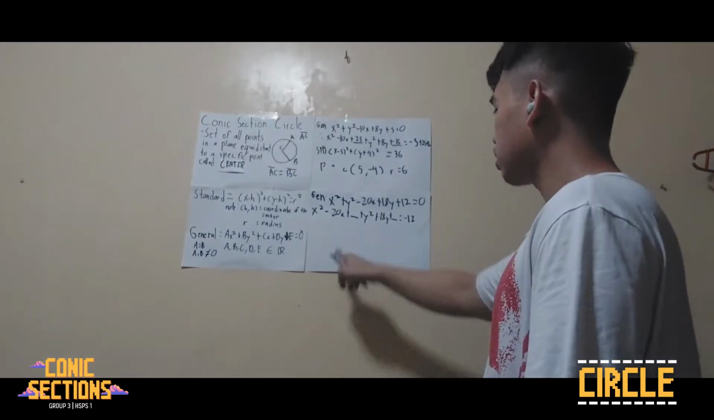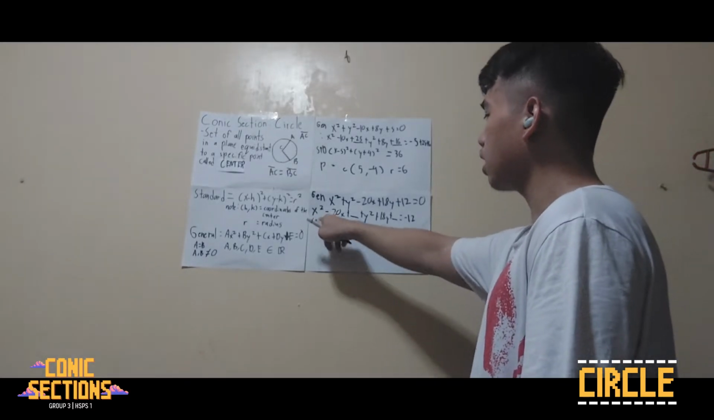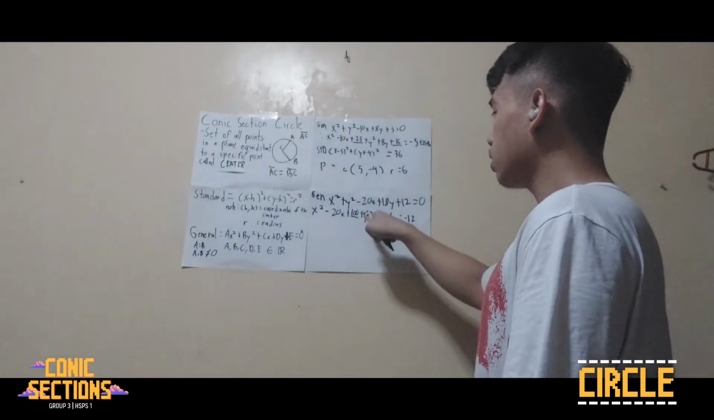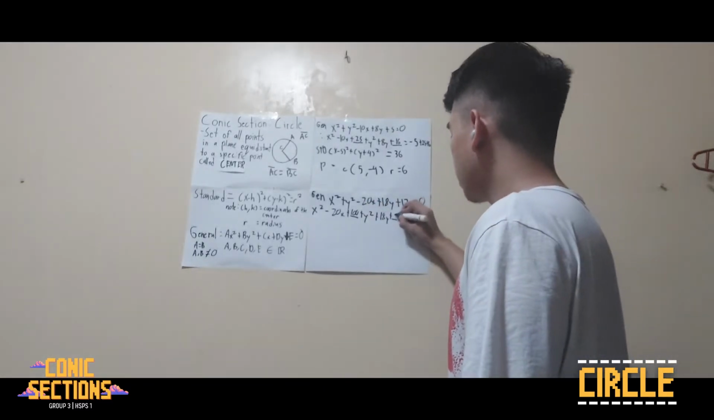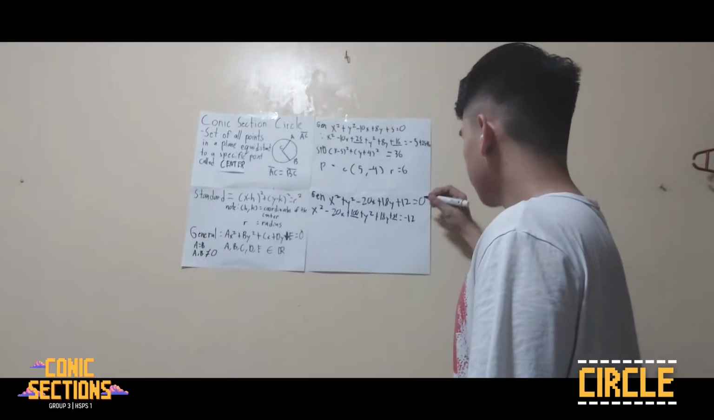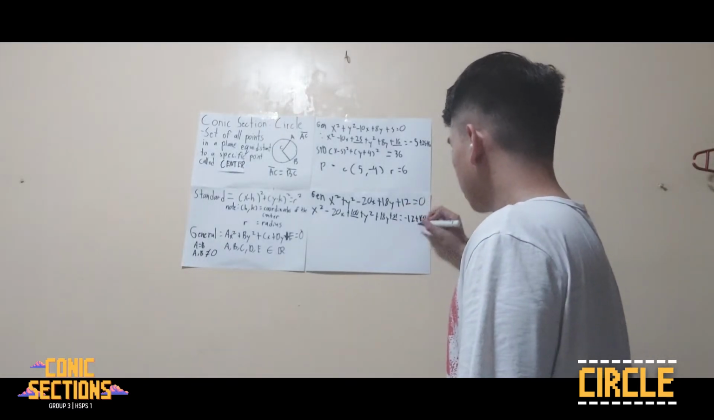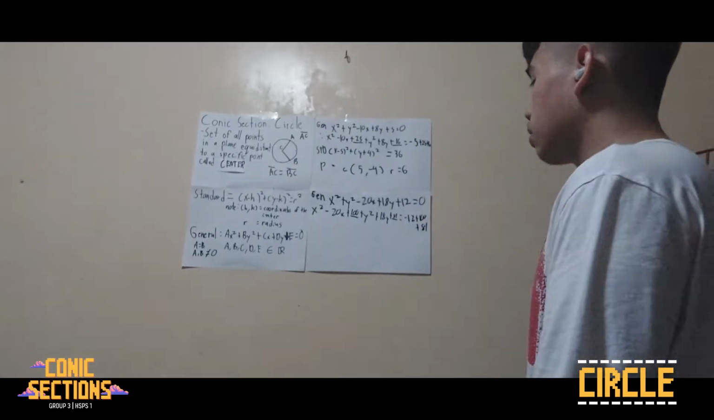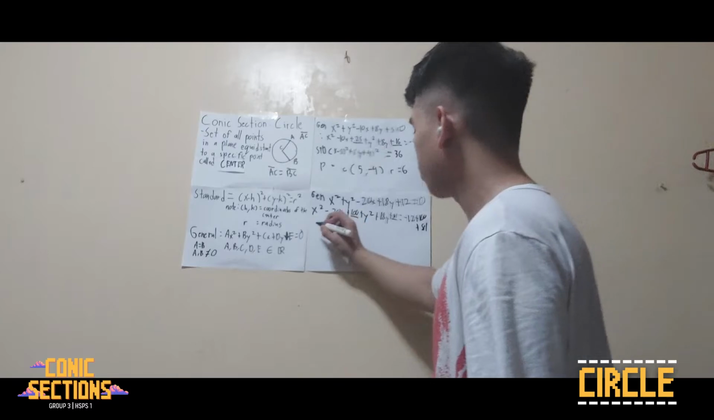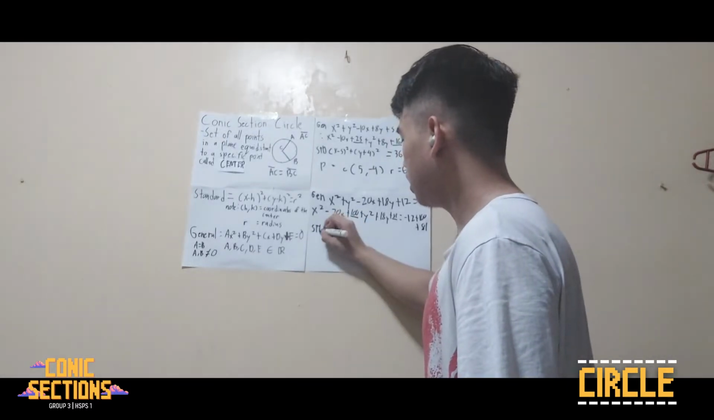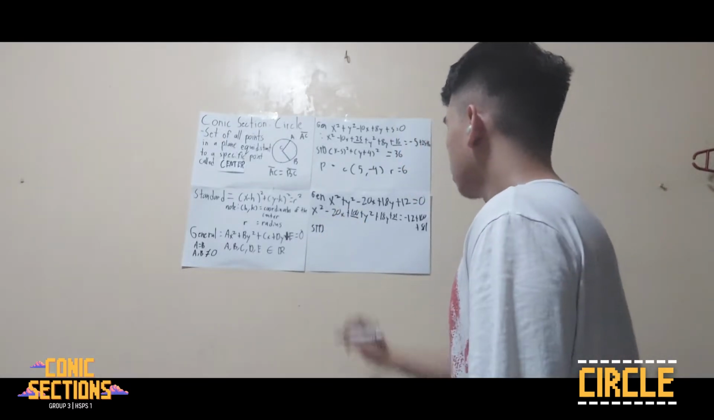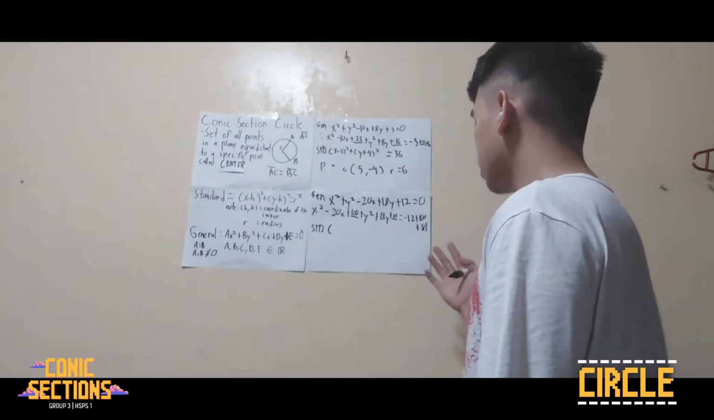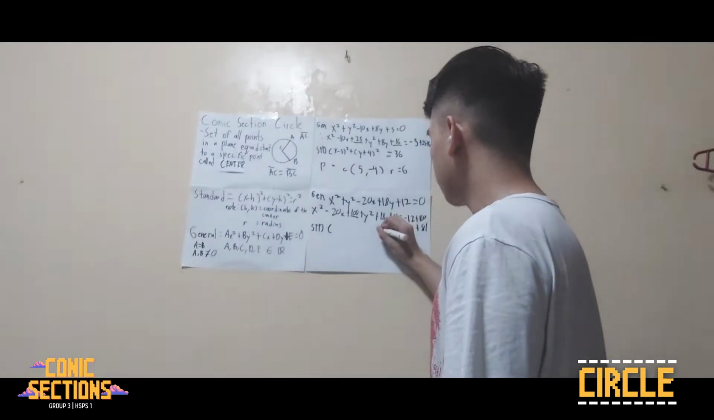So what do we do next? Negative 20 divided by 2 is 10. 10 squared is 100. 18 divided by 2 is 9. 9 squared is 81. So what do we do next? Plus 100 plus 81. Now that we have this, we can solve for the standard equation. I will be writing it here, STD, standard equation. If you combine all of this, it results to 169.